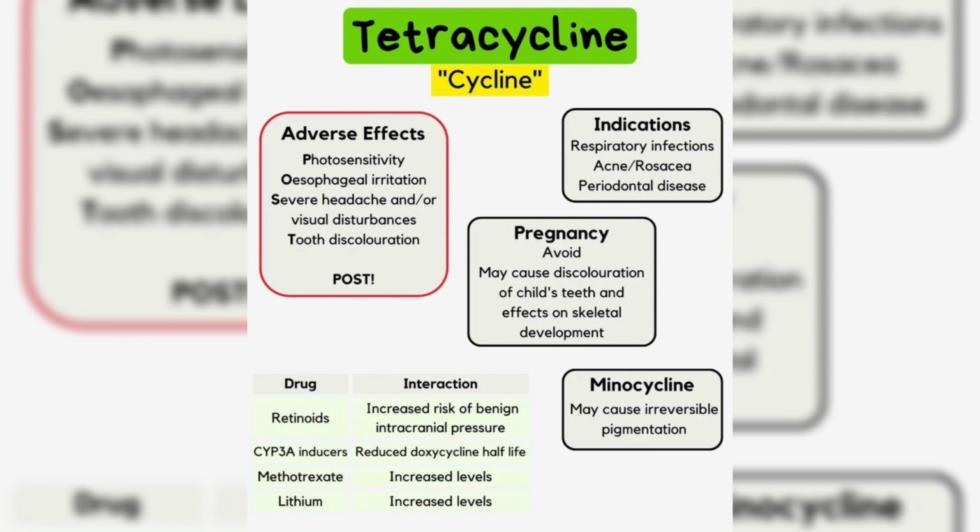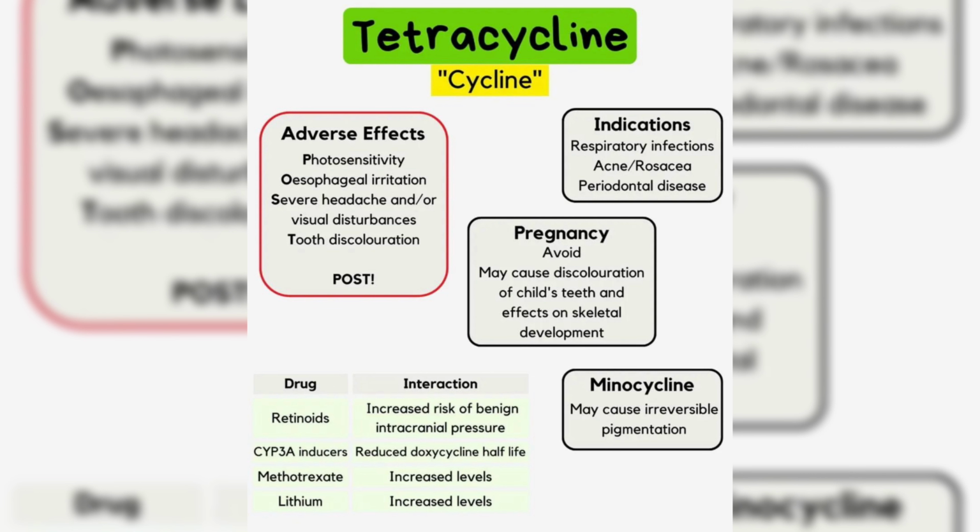Our second class of antibiotics for discussion is tetracyclines. These medications contain cycline in their names. Indications for tetracyclines: respiratory infections, acne, rosacea, periodontal disease.